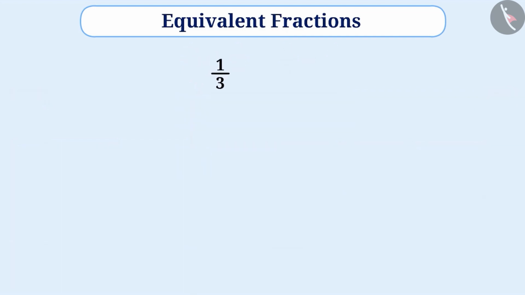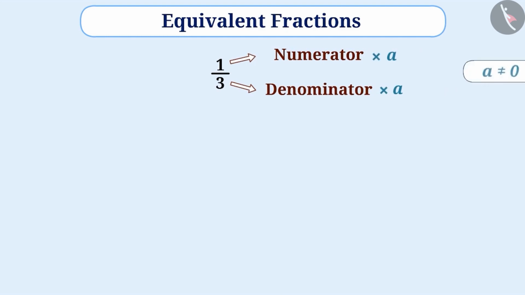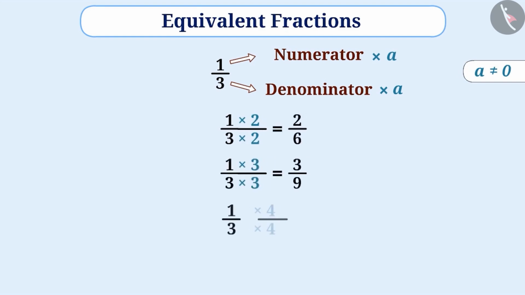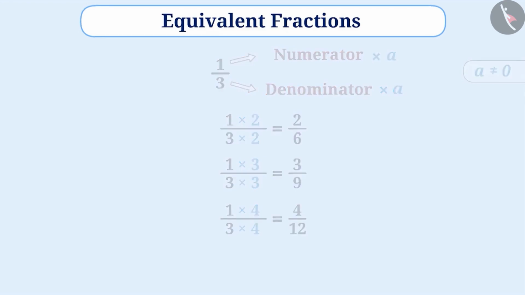One of the ways to find the equivalent fractions of any given fraction is to multiply its numerator and denominator by the same number. For example, multiplying the numerator and denominator of 1/3 with 2 will give 2/6. Multiplying with 3 gives 3/9 and with 4 gives 4/12, which are equivalent fractions.